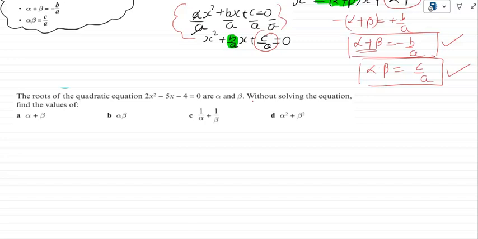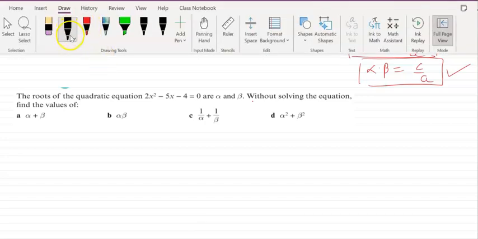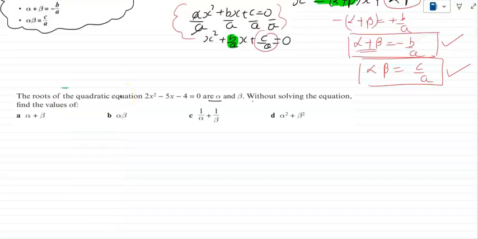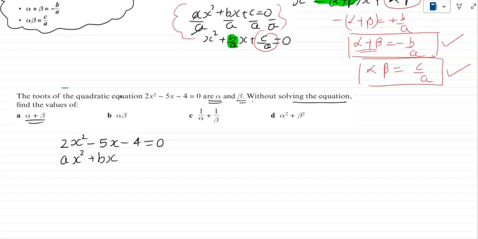So here's a question. The quadratic equation 2x² minus 5x minus 4 equals 0 has two roots, alpha and beta. Without solving the equation, you need to find the value of alpha plus beta. First, write down the equation: 2x² minus 5x minus 4 equals 0. Compare it with ax² + bx + c = 0. Once you compare, you get a equal to 2, b equal to minus 5, and c equal to minus 4.